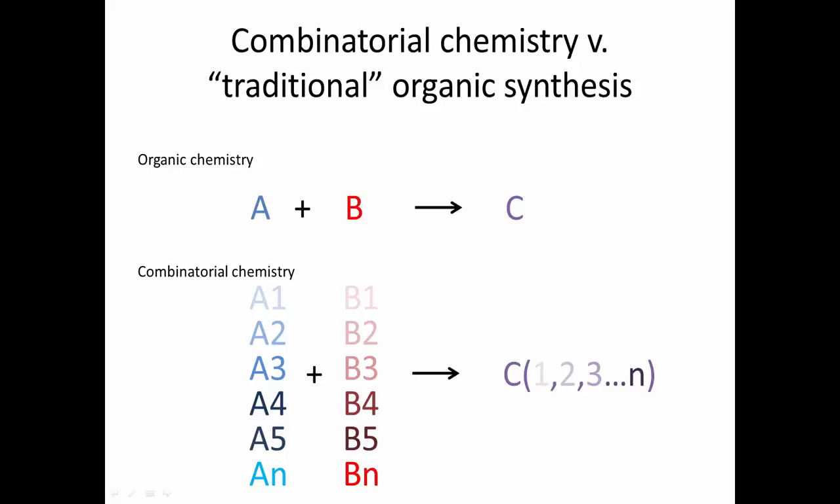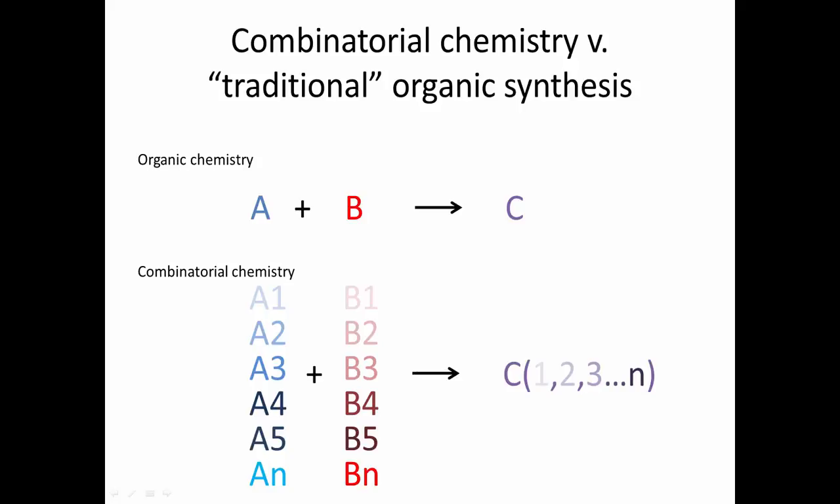Okay, so we have combinatorial chemistry and we have traditional organic synthesis. Organic chemistry, in some cases, allows us to take A and B as our reactants. We react them together and we make C, right? So it's a simple synthesis reaction.